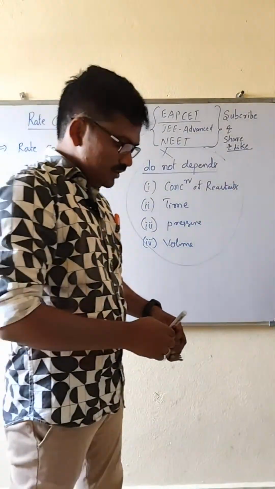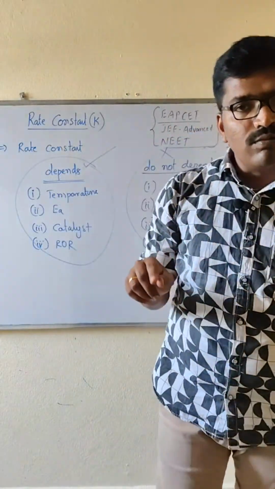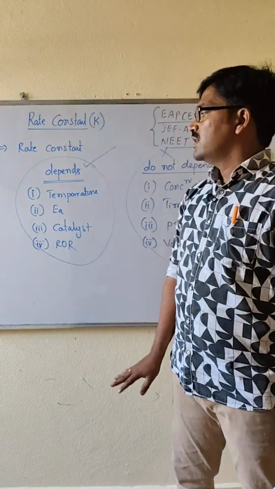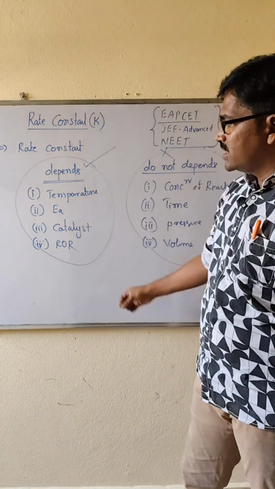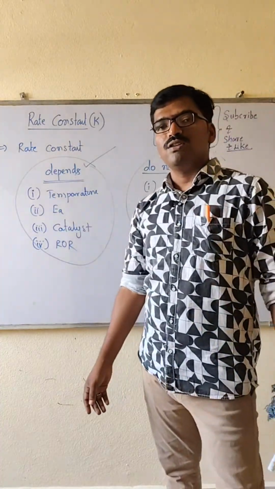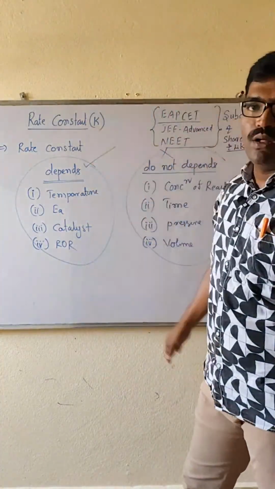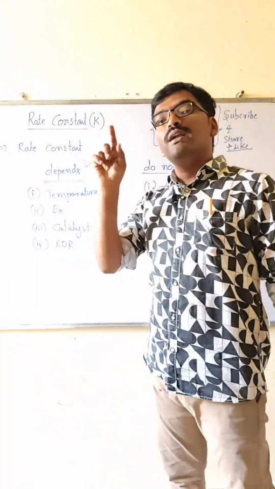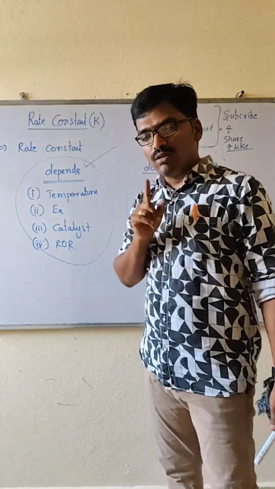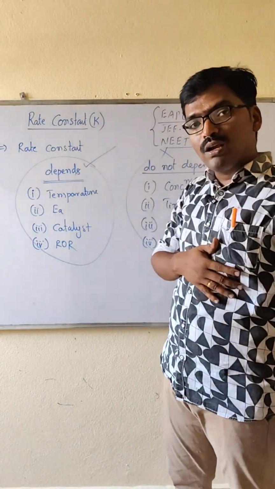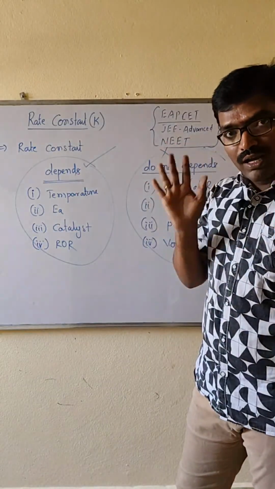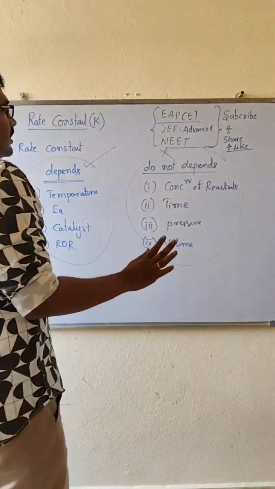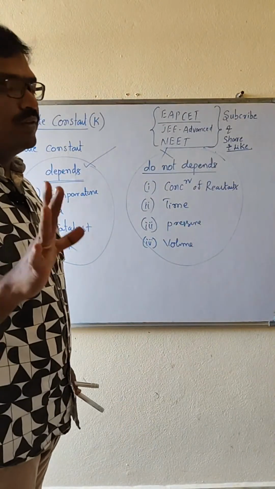In case they ask which of the following terms the rate constant depends on: temperature is there, activation energy is there, catalyst is there, then rate of reaction. The rate constant depends on these four, and does not depend on the others. When the question asks which of the following terms the rate constant does not depend upon, such as concentration, you have to remember these are not dependencies. Clear, my dear students? Understand all of you, right?